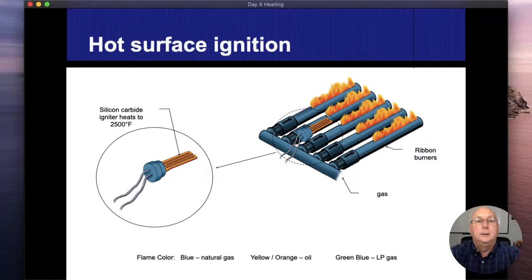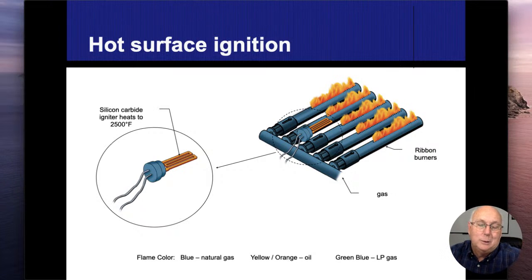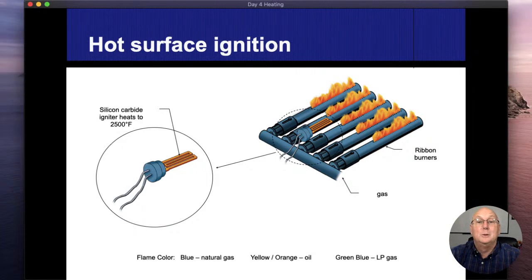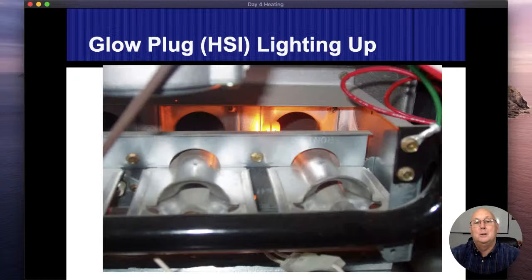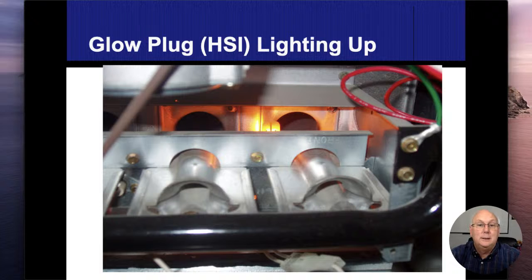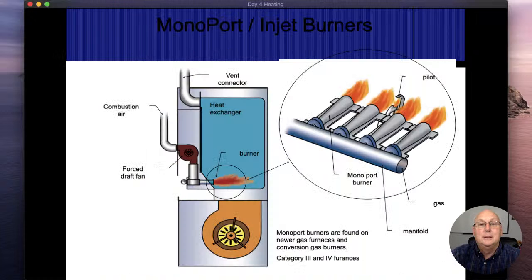Nowadays, everything goes with what I call glow plugs. The proper term is a silicon igniter or heat igniter, hot surface ignition. All those are acceptable. When this thing starts up, it's going to glow bright orange. Then the computer is going to send gas in there. You can see the separation between the port and that tube, so the oxygen is going to mix in, and that should ignite and get everything lit up pretty decently. Monoport burners are found on just about every newer furnace that comes in here.